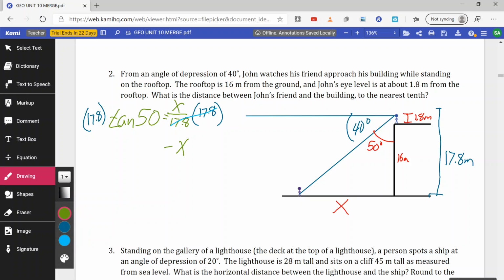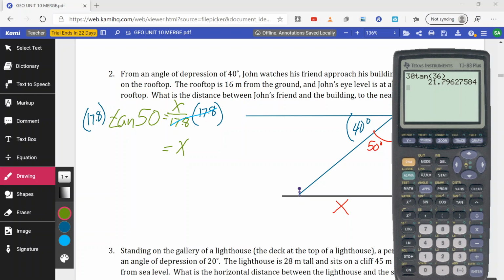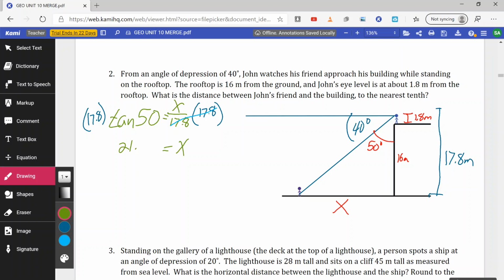This will cancel out on the side with x. So we just have x equals, and then we just have to multiply 17.8 times the tangent of 50. And we end up with 21.2 meters after we round. So John's friend is 21.2 meters from the building.